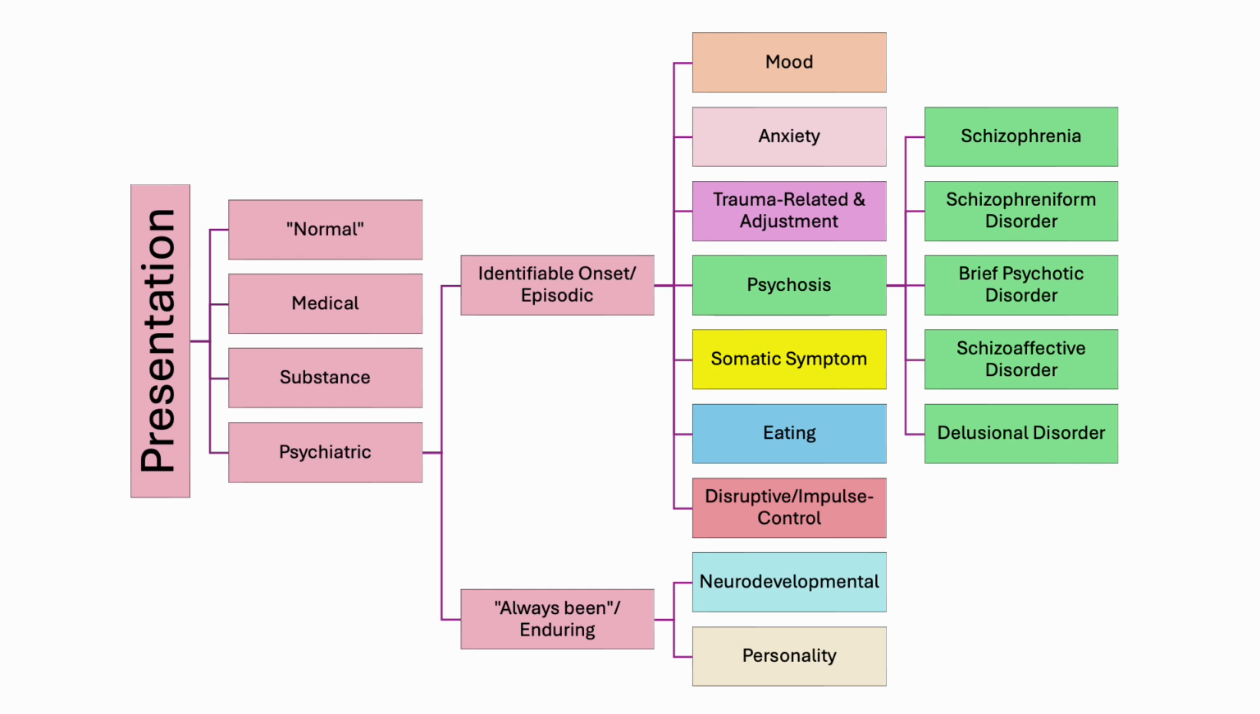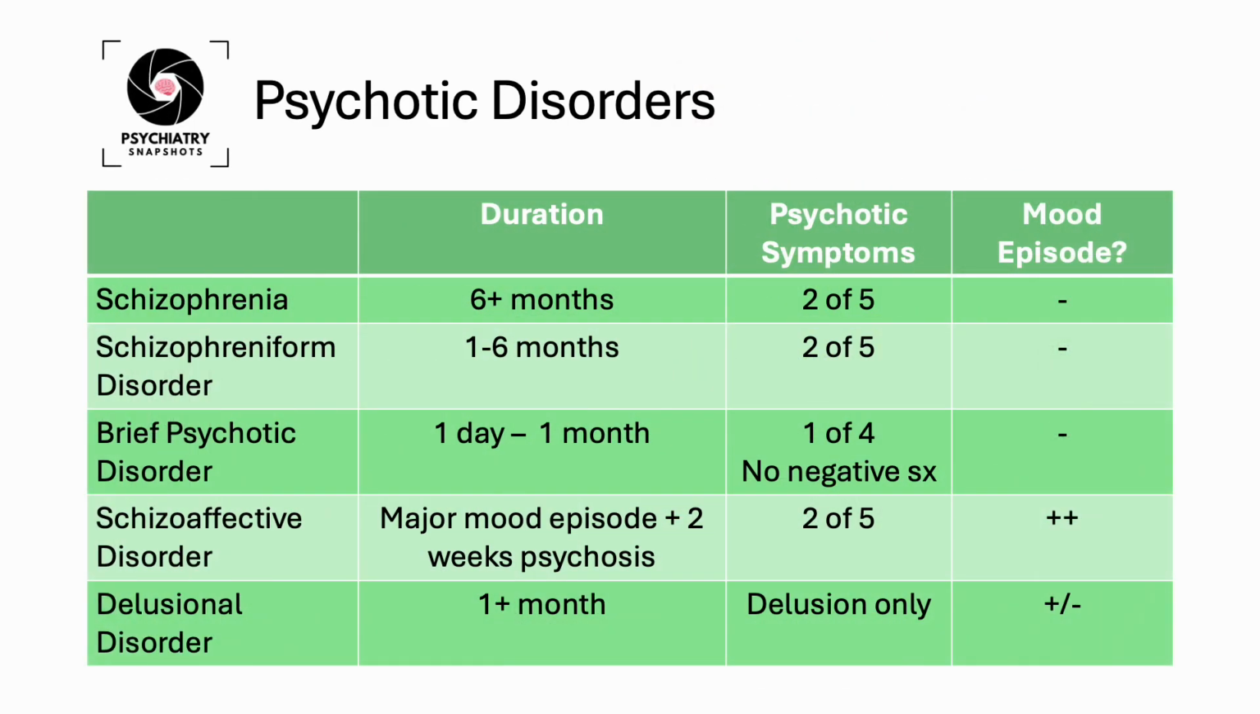So here is a list of those disorders we just covered back in the main schema. To summarize, schizophrenia has 6 months of at least 2 psychotic symptoms, positive or negative. One of them has to be positive, and mood episodes are not a prominent feature. If an individual looks like they meet criteria for schizophrenia, but the symptoms only last 1 to 6 months, then schizophreniform disorder is likely the most appropriate diagnosis.